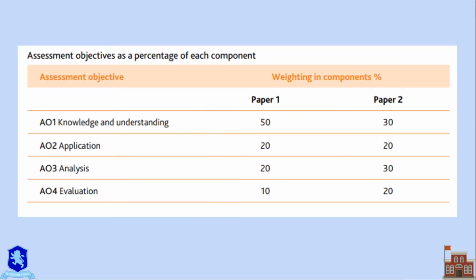Your marks will depend on 4 possible criteria, which are knowledge and understanding, application, analysis, and evaluation. Not all of them apply to all questions. So let's see how it works. In questions A and B, the only criterion is knowledge and understanding.